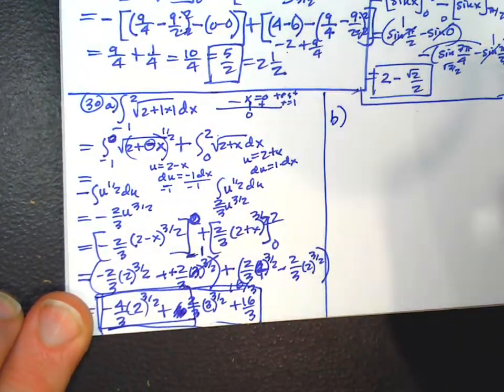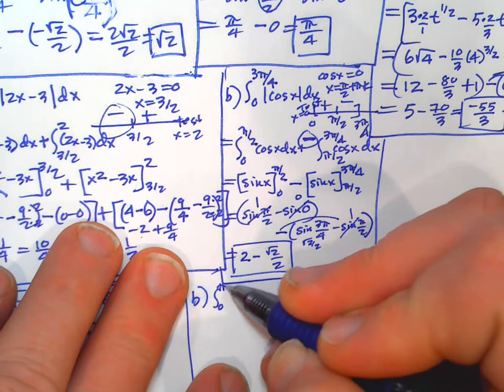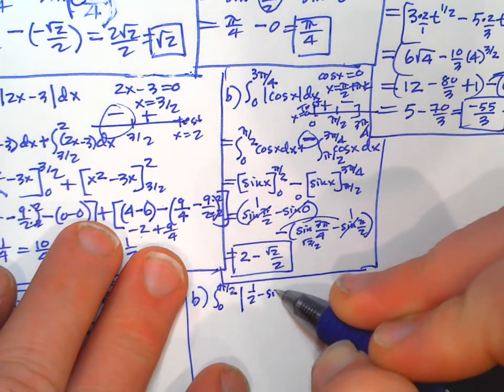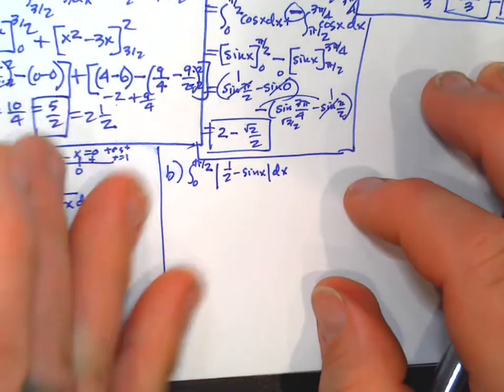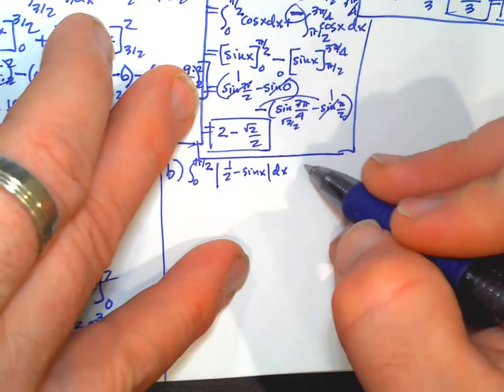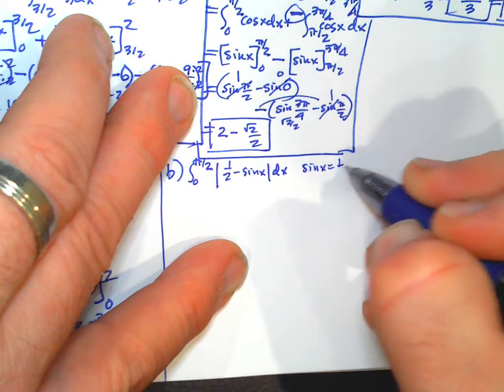Part B was the integral from 0 to pi over 2 of the absolute value of 1/2 minus sine x dx. So this is a little more like a traditional absolute value problem. It's all inside of one single absolute value. So you want to figure out when that's equal to 0. So set it equal to 0 and solve.